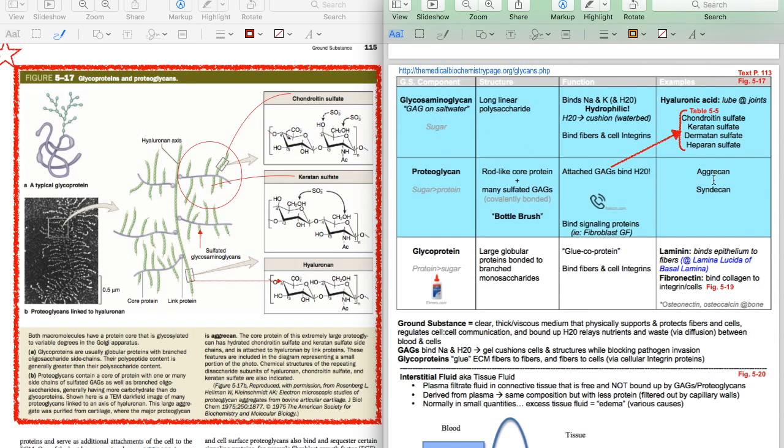And then aggrecan and syndecan are proteoglycans, okay? Sometimes in the notes it can be a little bit confusing, but aggrecan is a type of proteoglycan. Syndecan is a proteoglycan. They're just different arrangements. Aggrecan might have dermatan and keratan, and syndecan might have chondroitin and heparin, okay? I'm randomly just throwing out ideas, but that's what this is talking about.